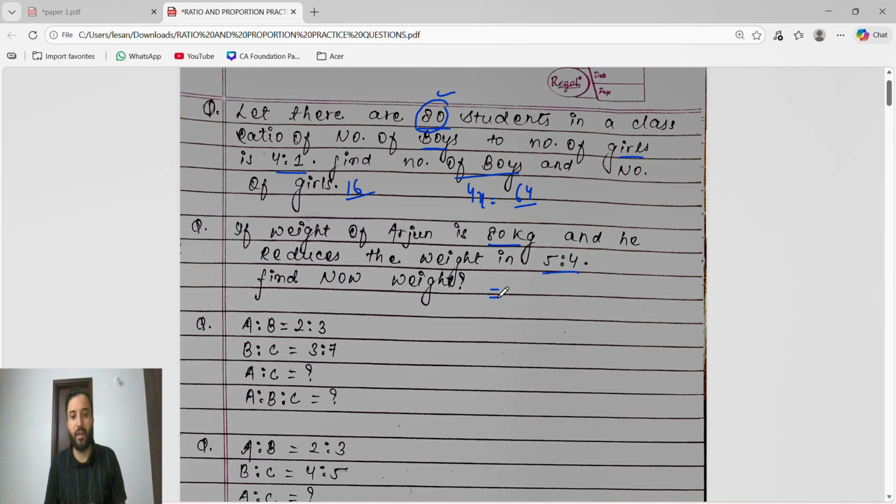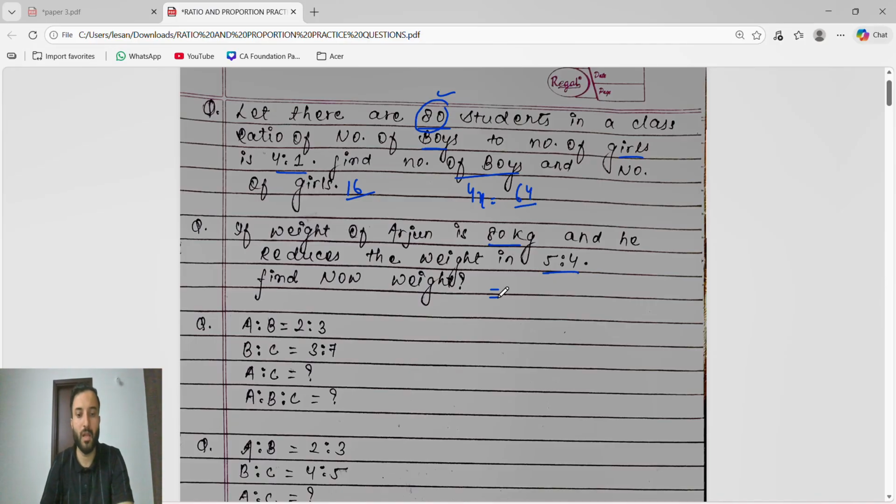So guys, if you want to learn this, where will you get it? Go to the playlist. In the playlist you will see the 07 code. Click that 07 code and in that you will get a video. The heading will be Ratio and Proportion Practice Questions. Click on that and you will get this topic.